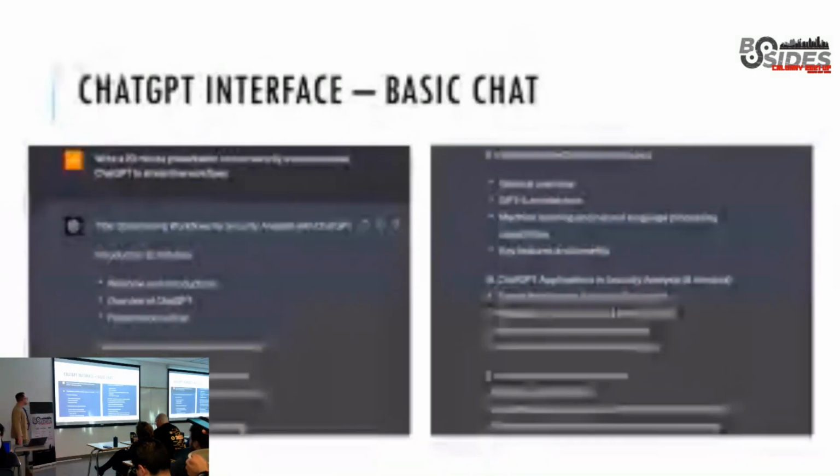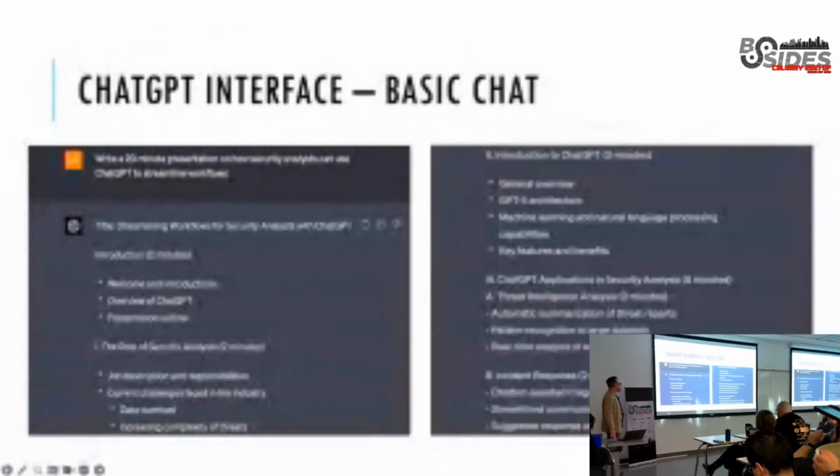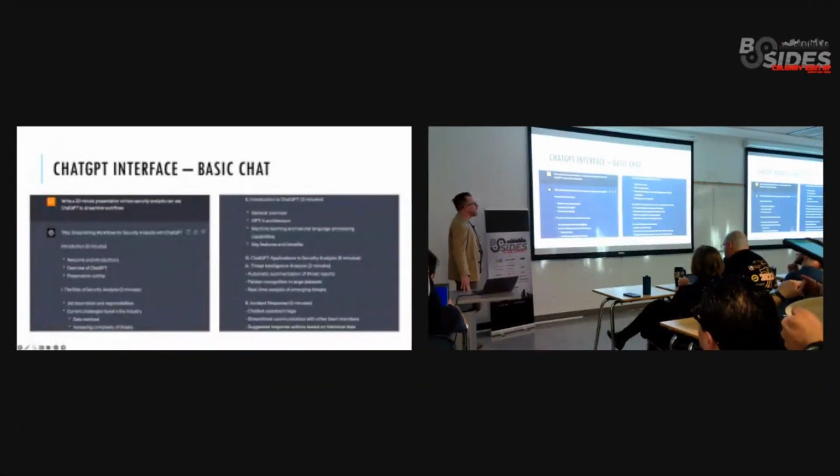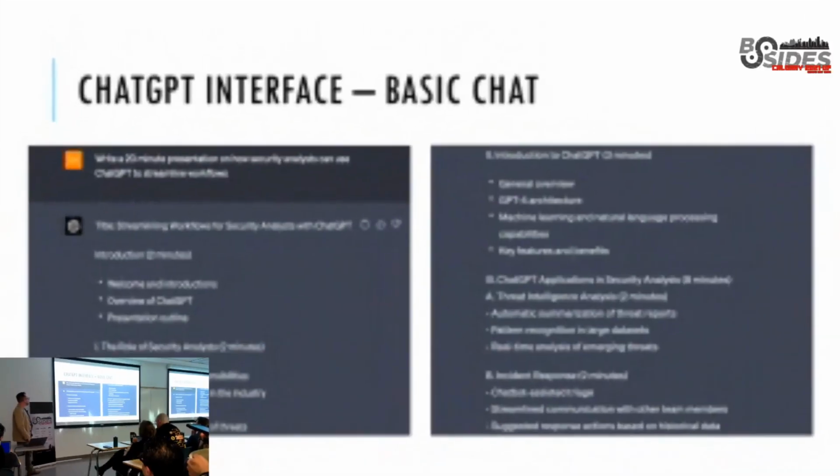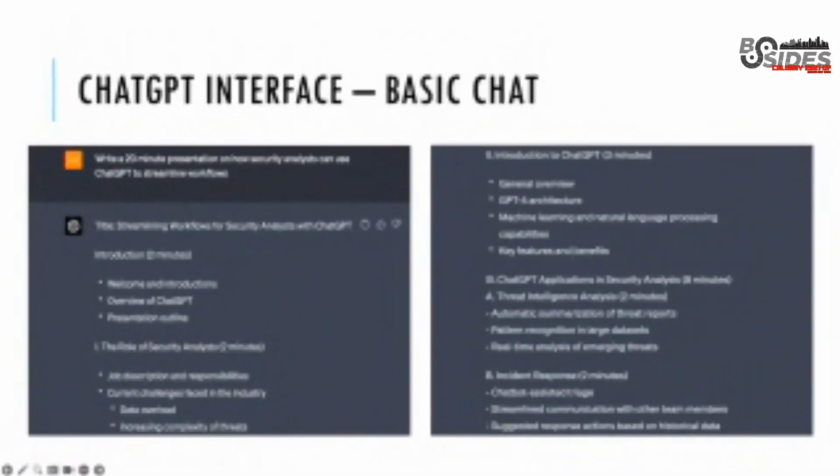Okay, so this is a basic chat for ChatGPT. This is the type of task that it excels at. Write a 20-minute presentation on how security analysts can use ChatGPT to streamline workflows. You will notice this is not actually the outline for this talk, but we could have used it.